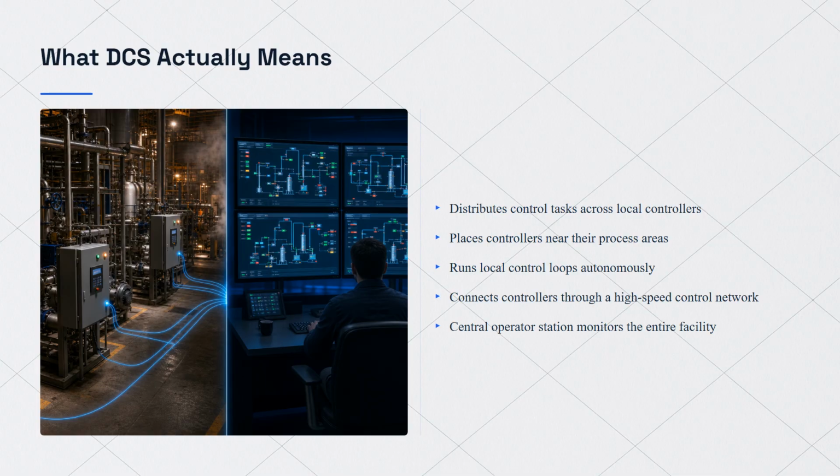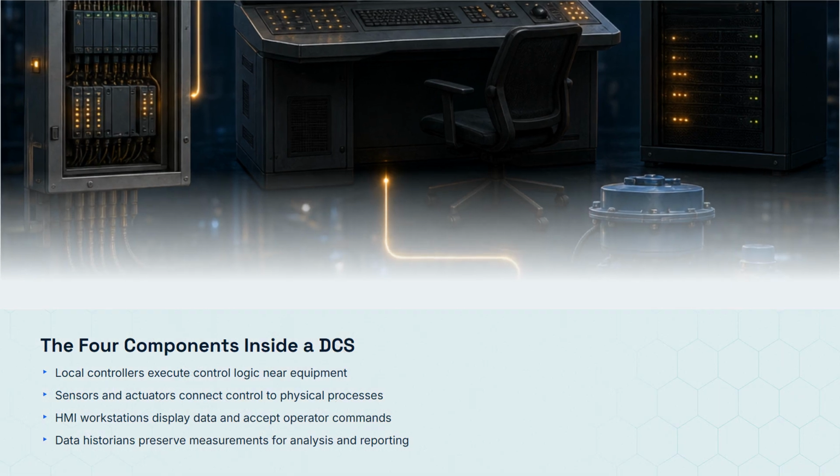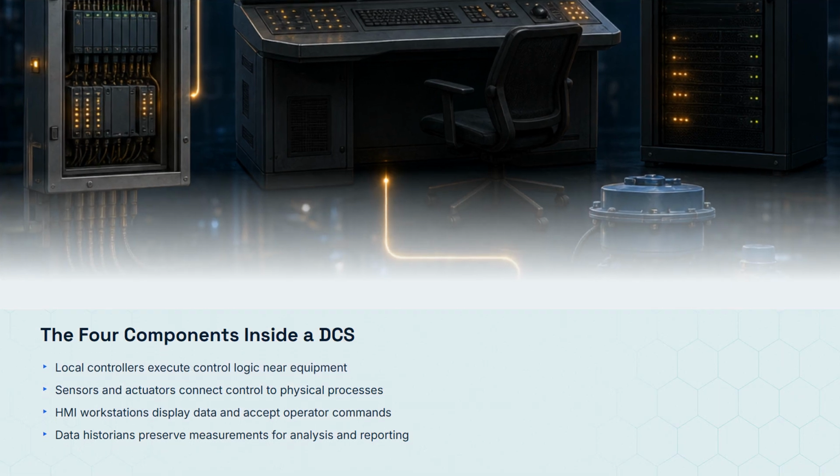Each local controller sits near its process area and runs its own control loops autonomously. The controllers are connected to a central operator station through a high-speed control network. The word distributed describes where the control logic executes, throughout the facility, not in one room. Local controllers are microprocessor-based units placed near physical equipment. Each one reads sensor data, runs control logic, and drives actuators without waiting for instructions from a central machine.